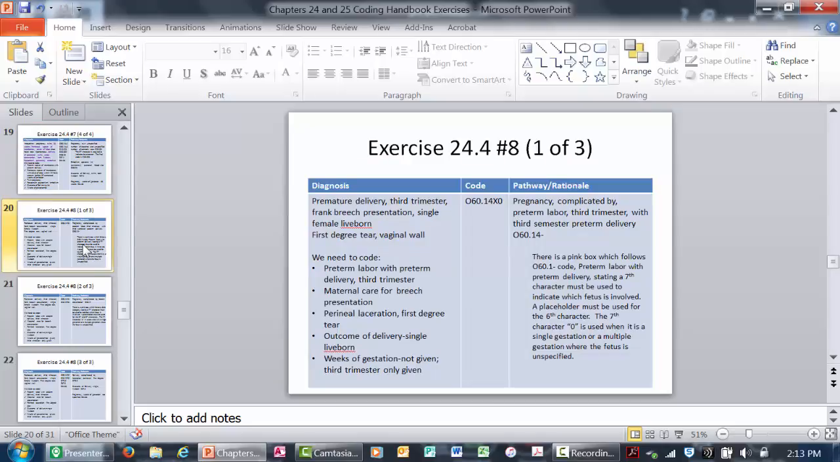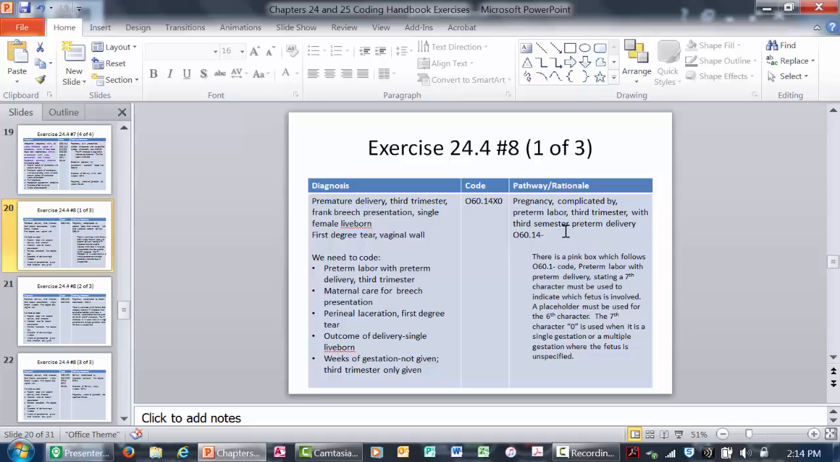Here's another one. Premature delivery, 3rd trimester with a frank breech presentation, single female live-born, 1st degree tear of vaginal wall. We know it's premature, so you've got preterm delivery, 3rd trimester. Because it was a breech presentation, you have maternal care, you have a tear of the perineum, outcome of delivery, single, live born, and the weeks of gestation. In this case, we're not given that. The third trimester only was given, but that does allow us to assign a specific code. Look at it on the next page.